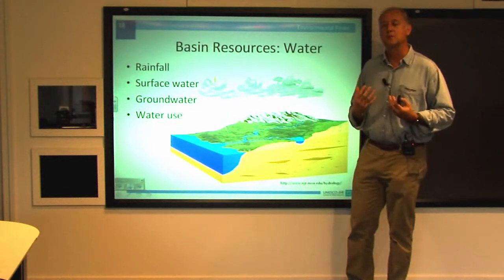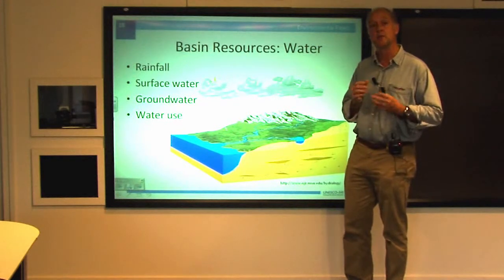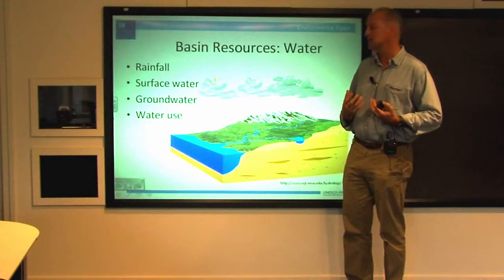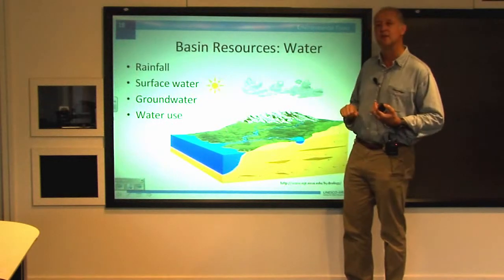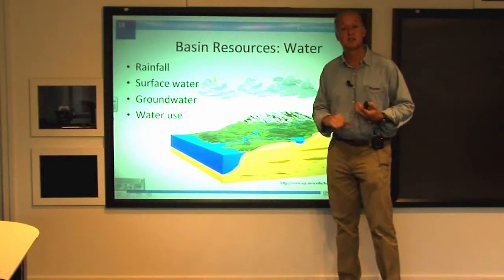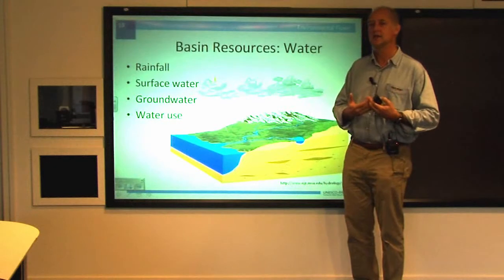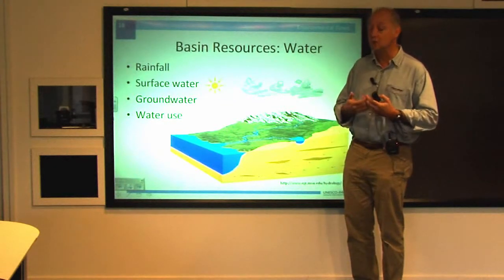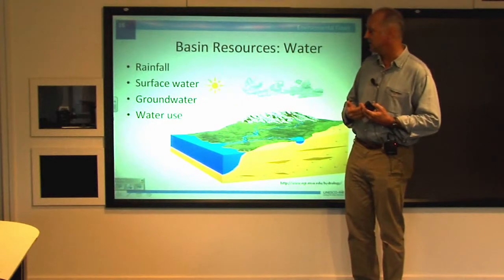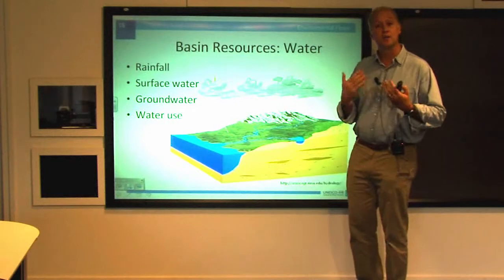So when it comes to water resources, we want to look at different components of the water balance to really understand how water is moving through this system. So we want to begin with rainfall, pay special attention to surface water, but not neglect groundwater, because the two, surface and groundwater, are interconnected, and changes in one will influence the availability and the dynamics of the other. And then we want to focus attention on water use in the basin.